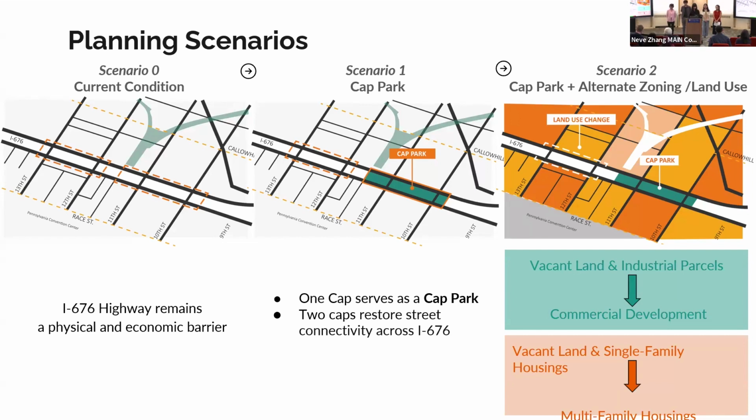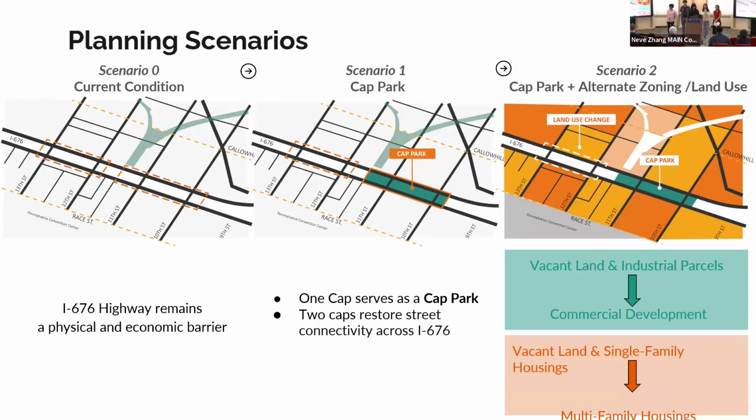Scenario 1 introduces 3 caps. One becomes a park and the other 2 reconnect streets on both sides. These caps help restore physical community and improve walkability. It's a starting point in our project to stabilize property values between the 2 sides and signals new possibility for future reinvestment.